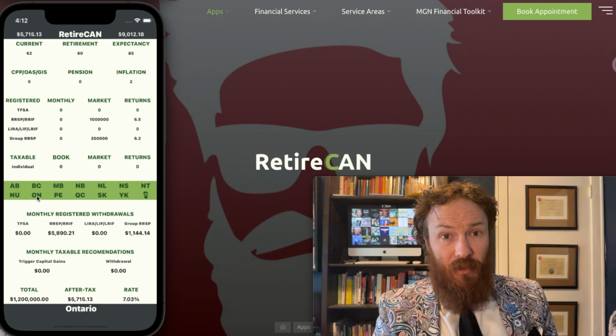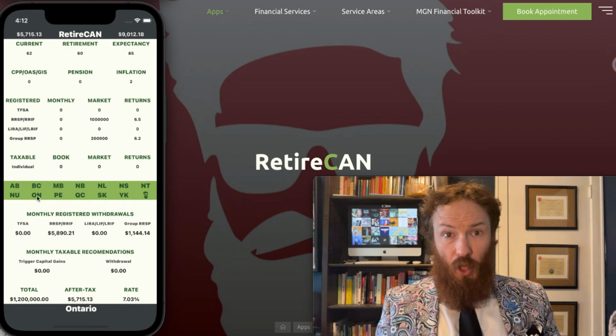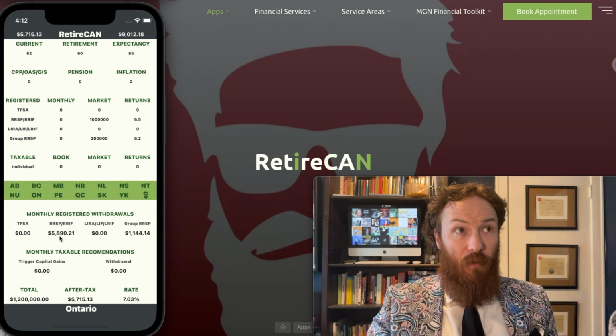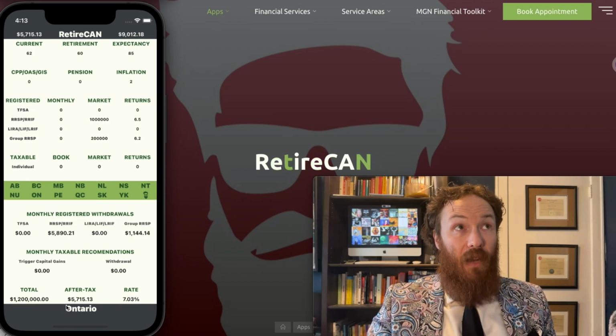Basically, what this is saying is, based on the returns and how much money this person had in their accounts, they're going to pull out $5,800 a month out of their RRSP and $1,100 a month out of their group RRSP. This is just a double check. Hey, do you have $1,200? Yes, I do. Okay, and here's your after tax.